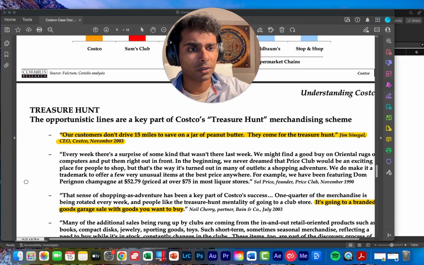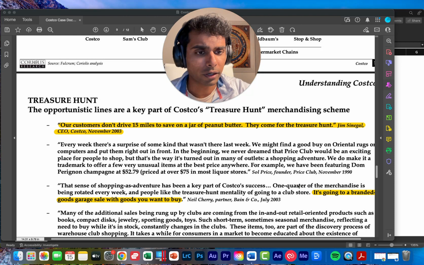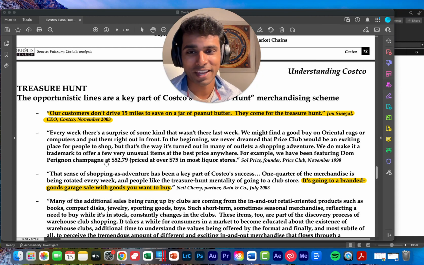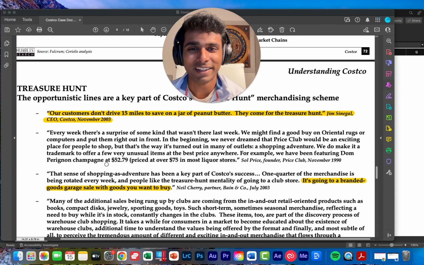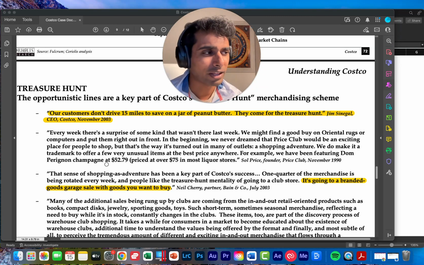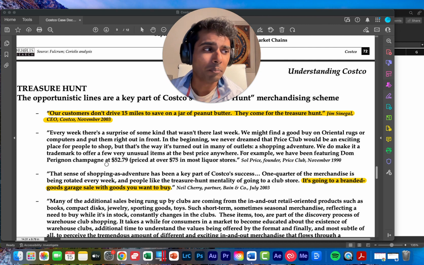Another aspect of Costco's strategy here is the treasure hunt, right? Our customers don't drive 15 miles to save on a jar of peanut butter, right? They come for the treasure hunt. I read somewhere that it's like a day out for most people, and that was certainly the case for me when I was growing up.